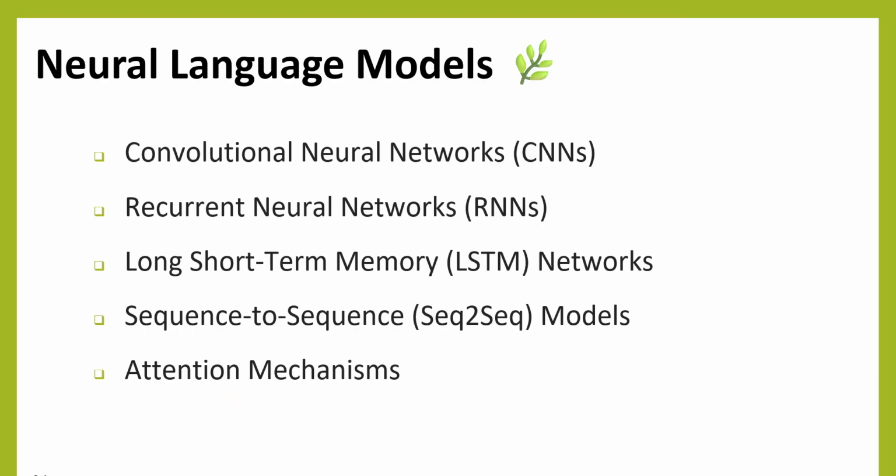And there are different types of neural language models, like convolutional neural networks, which use convolutional and pooling layers to extract local features from text data. Recurrent neural networks use recurrent connections to model sequential dependencies in text data. Long short-term memory is a type of recurrent neural network that uses memory cells to learn long-term dependencies. Sequence-to-sequence models use an encoder-decoder architecture to model sequential dependencies in text data. And finally, the attention mechanism allows the model to focus on specific parts of input data when generating the output.